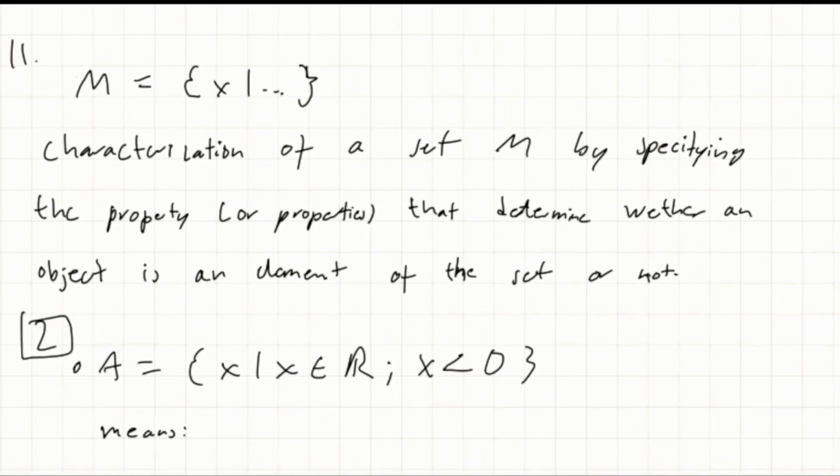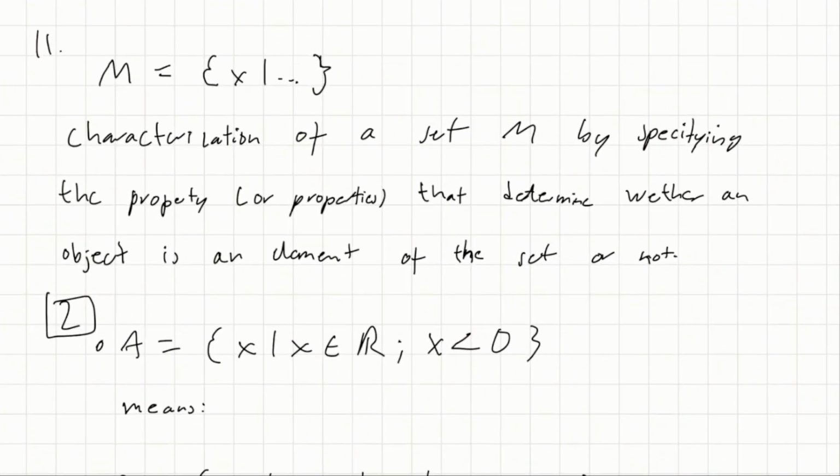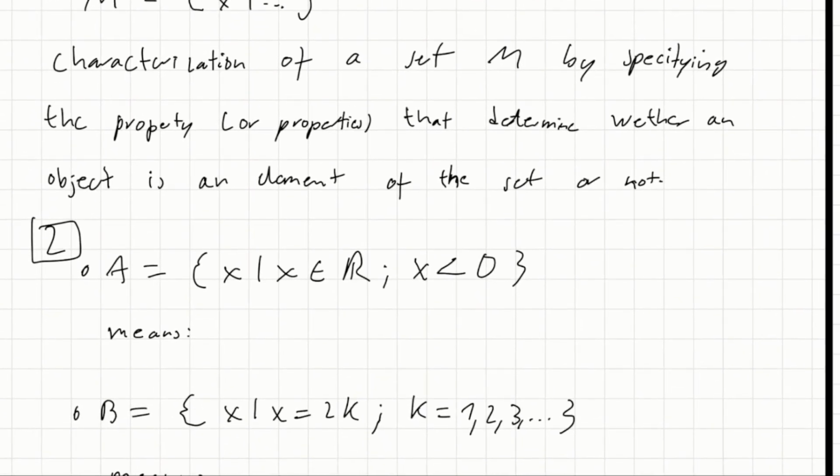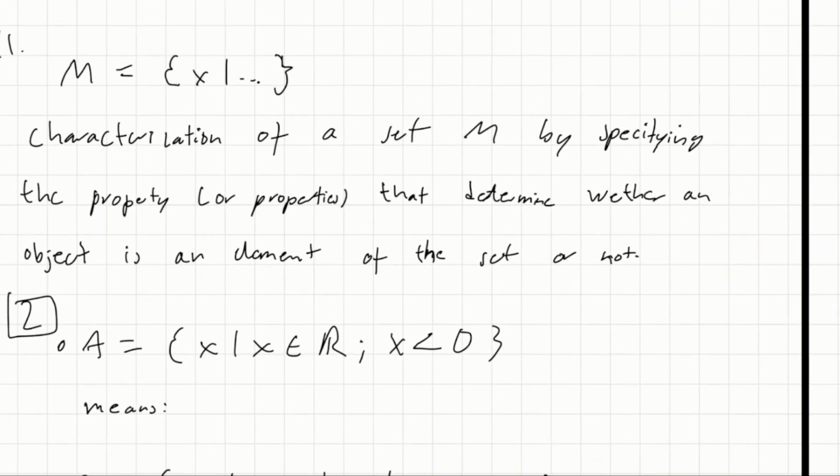Characterization of a set M by specifying the property or properties that determine whether an object is an element of the set or not. So this is defined as X, and then we get something. Let's say, for example, in our set we have all math students, and from those math students we only want those with blue shirts.